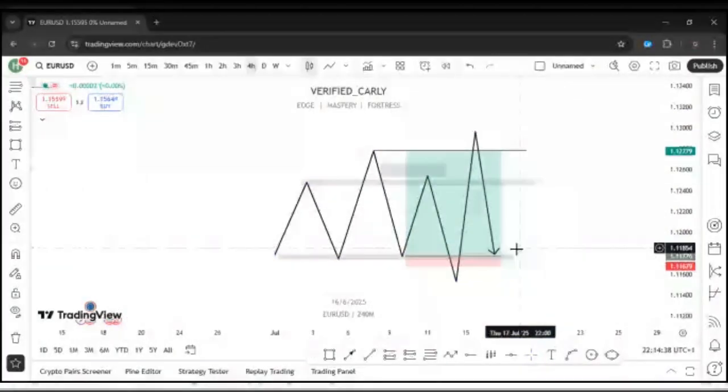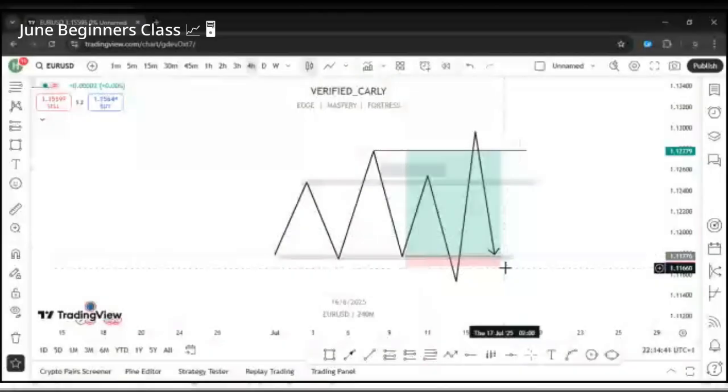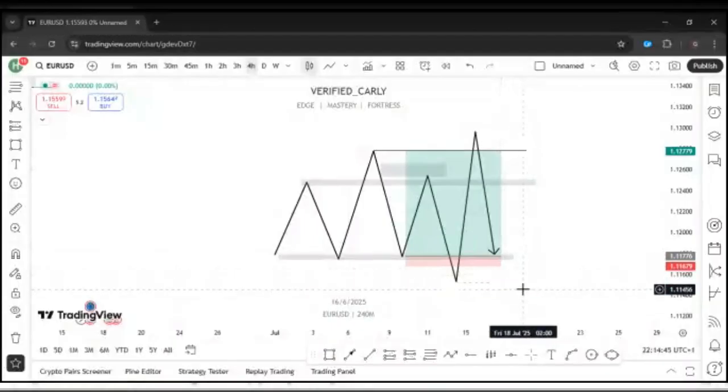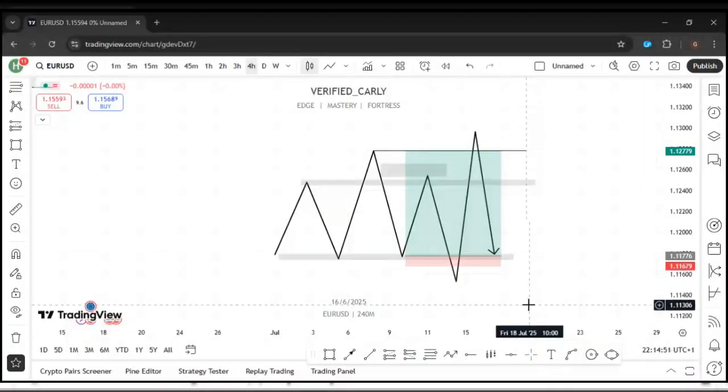So think of it like a trap. Liquidity is just a trap. The market tricks people into entering early or too confident. You'll be confident, let me just enter this trade, and price will now sweep you guys out before going in the real direction. So that is how liquidity works.